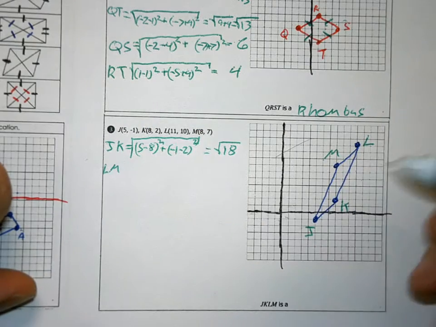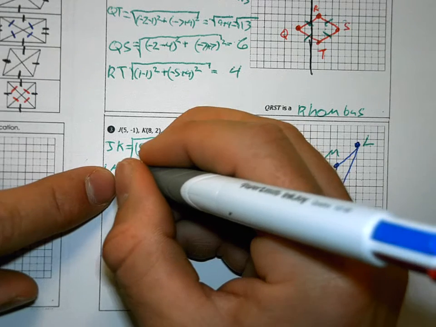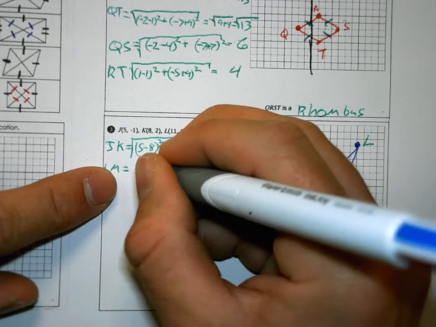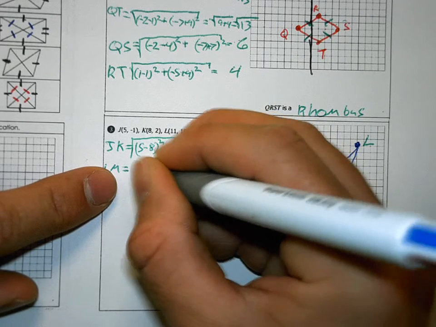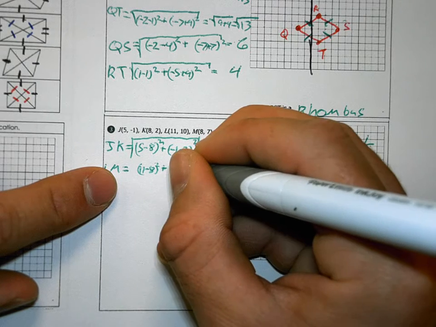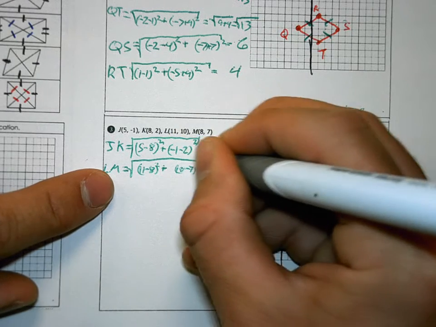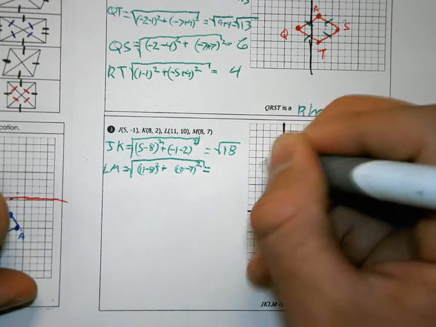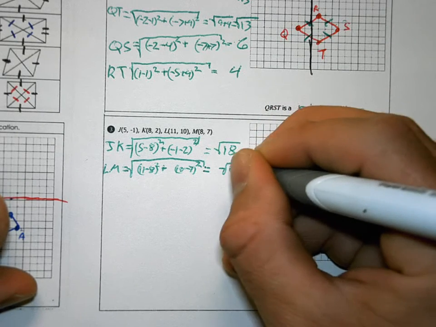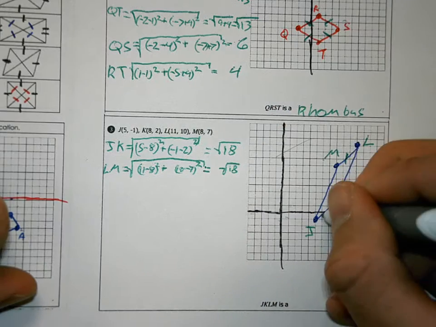Let's check the side opposite, LM. 11 minus 8 squared, 10 minus 7 squared, 9 plus 9, again the square root of 18. Alright, so good, opposite sides are congruent.